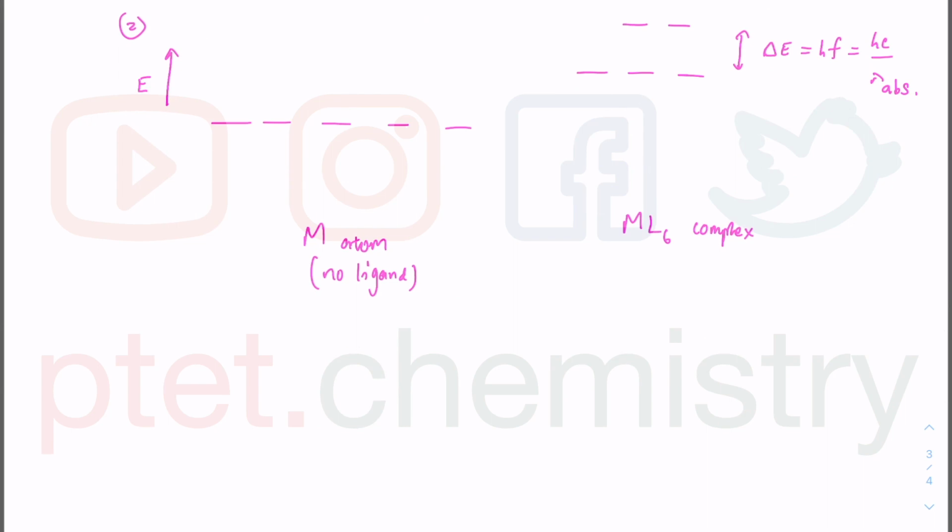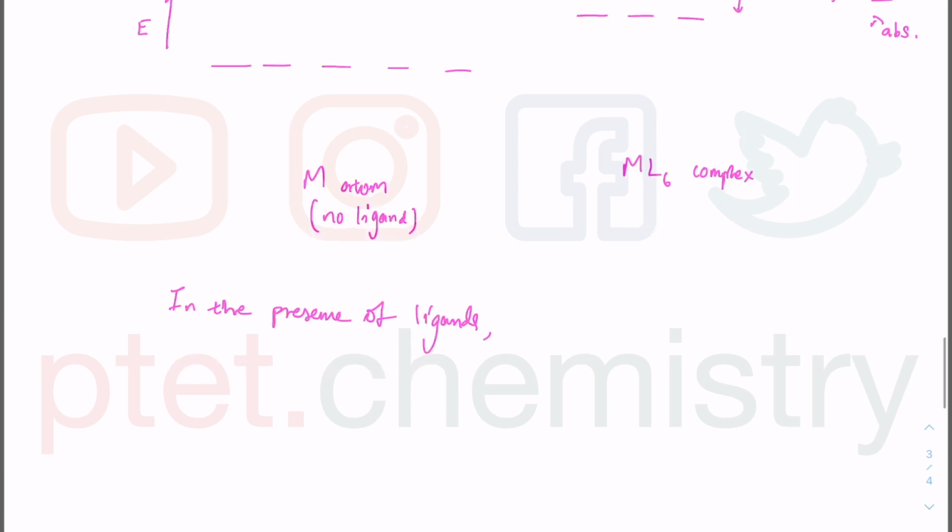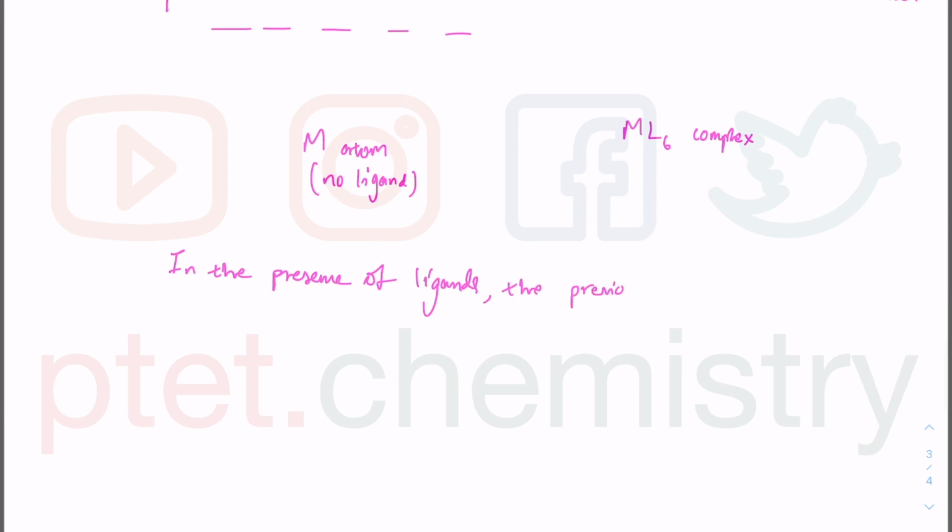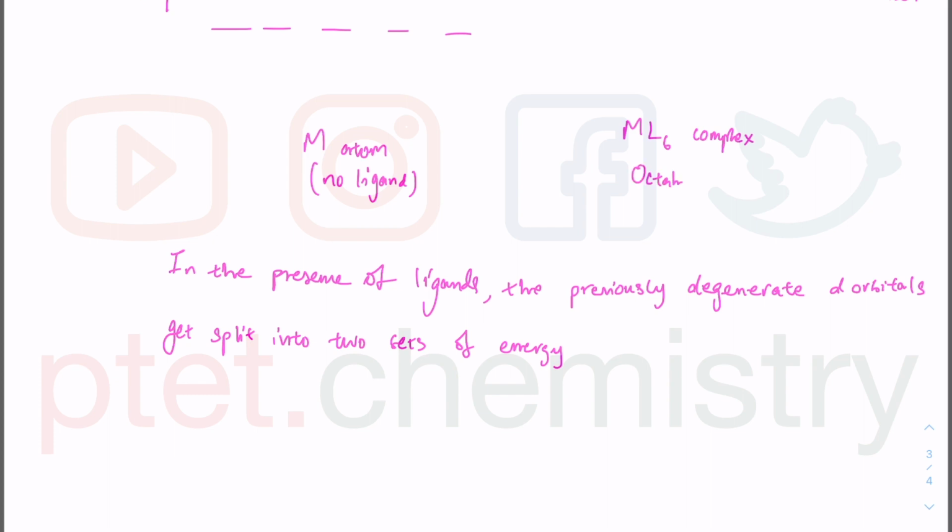Anyway, so in terms of putting it into words, what can we say? We can say that in the presence of ligands, or when ligands are present, then the previously degenerate d orbitals, degenerate meaning the same energy, get split into two sets of energy levels. Two sets of energy levels, 3 at the bottom, 2 on the top, for an octahedral complex. This is an octahedral complex, ML6, 2 sets of energy levels. So what can happen then is the electrons, oops, I haven't mentioned the energy gap yet.